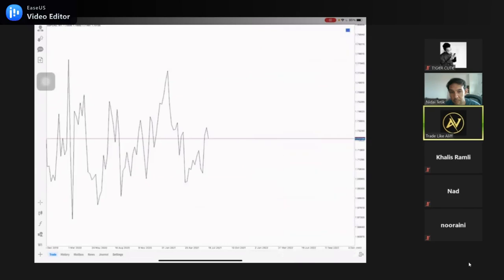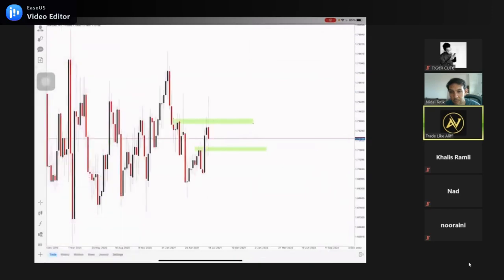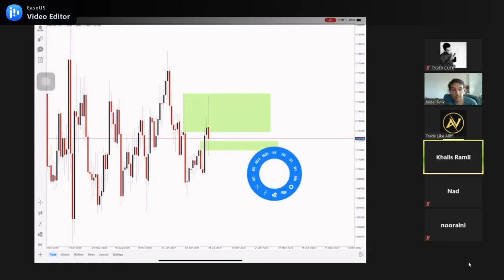So we go and draw a zone. Candlesticks. Now you take as high as you can.